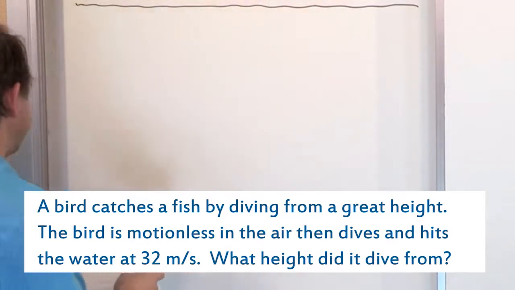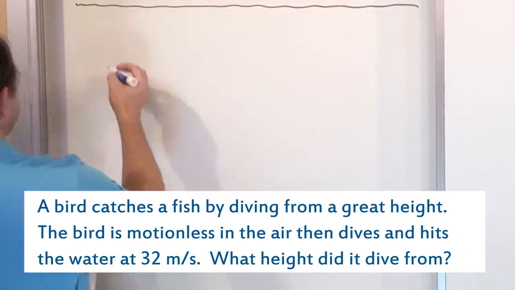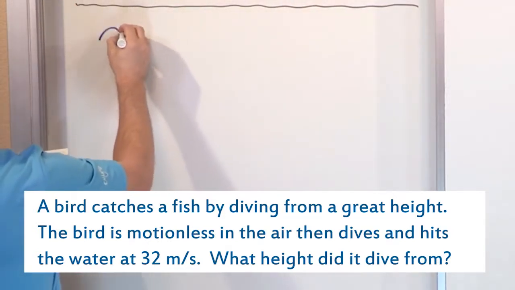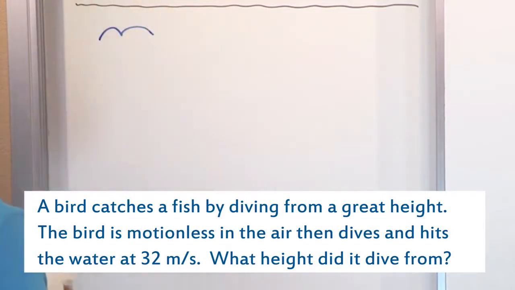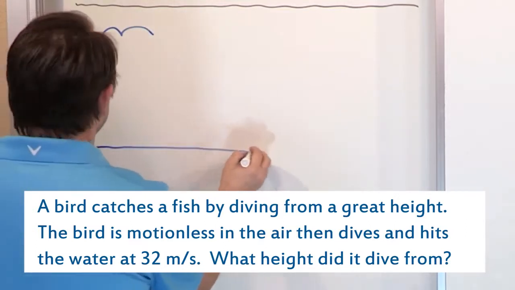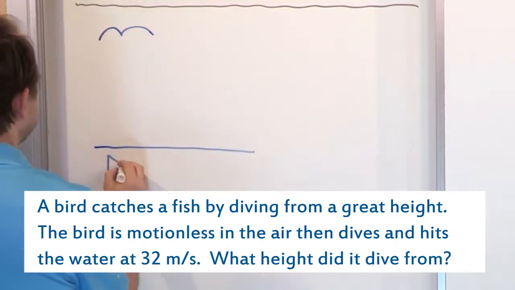All right, negative 9.8. So what we have is a situation where we have a bird in the sky. That's a bird. I guess you could say it's a McDonald's sign. I'm going to say it's a bird. All right, and then down below here is like some water, and in the water is a fish.